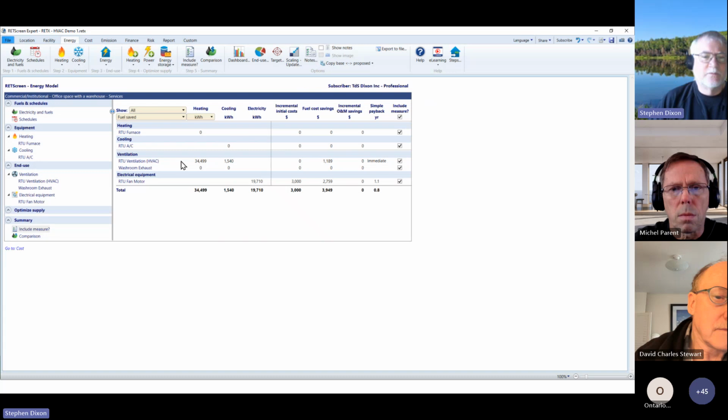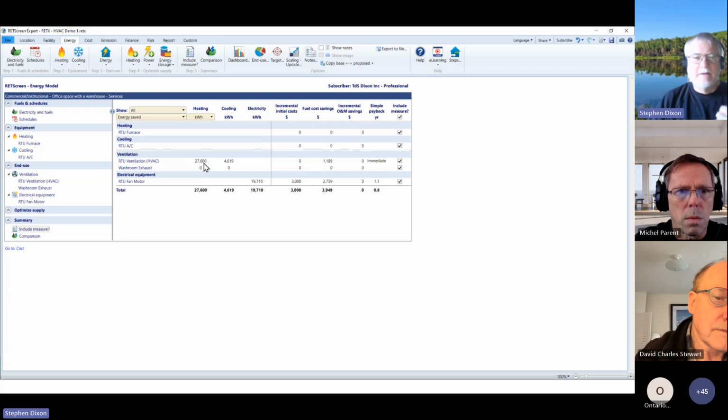But wait a second. It says here 34 and 15. So the fuel saved on the heating side is higher, but the fuel saved on the cooling side is lower. Why? Because that's not energy. If I go to energy saved, now I get my 27, my 46. But remember, if I reduce the end use energy coming from a boiler, in this case, or a piece of heating equipment with efficiency less than 1, the actual fuel that I save is actually more.